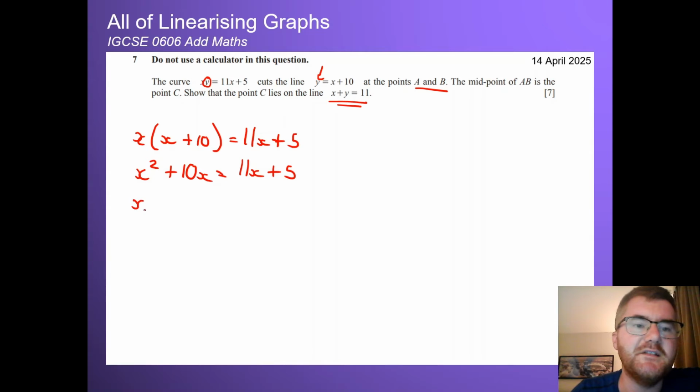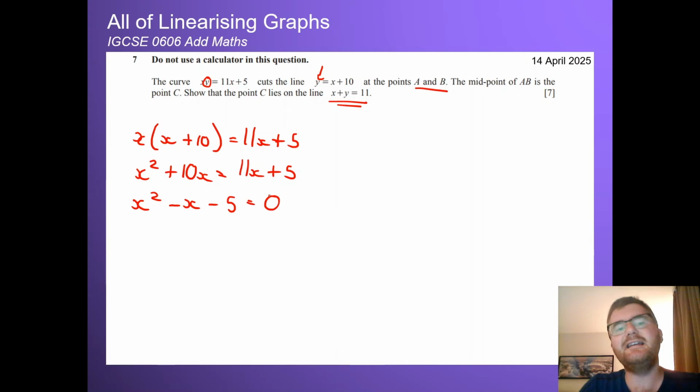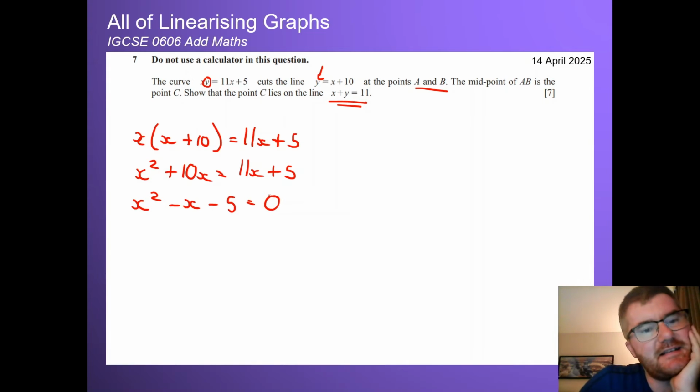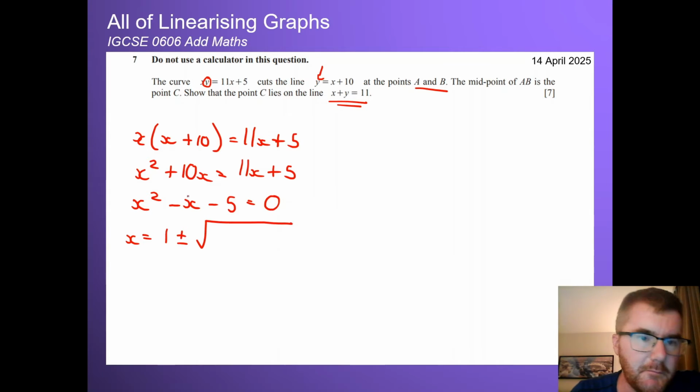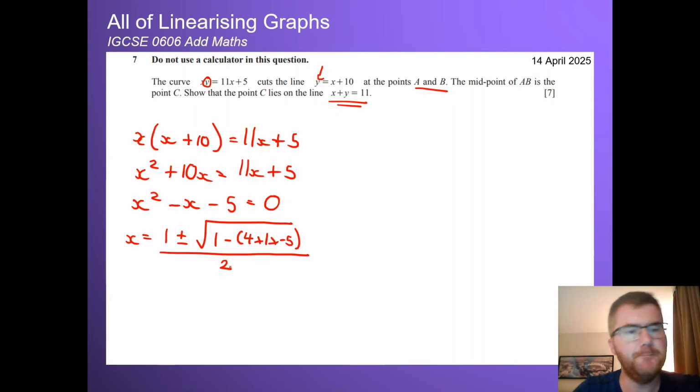Bring everything to one side. It's always nice, these kind of questions. By looking at this, again, I don't think this is going to be factorizable. Only 1 and 5 doesn't really work, so we have to use the quadratic formula. So x equals minus b, so 1 plus minus square root of minus 1 squared, minus 4ac, 4 times 1 times minus 5, all over 2a, so all over 2.